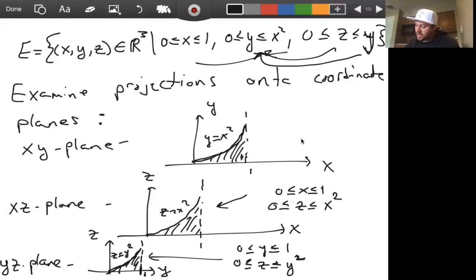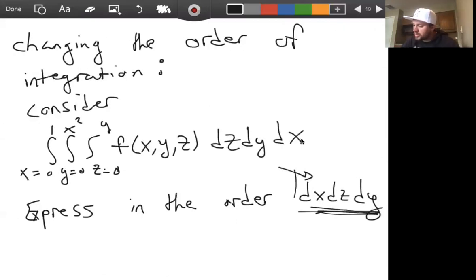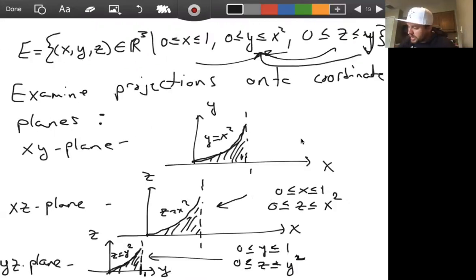And now, let's remember we want the order dx, dz, dy. And that means we need to write our bounds for x first. And so we need bounds for x that are functions of other variables, right? Because if we have functions in our bounds, we cannot put constant bounds first. Constant bounds are always the last integration. And so that means we need to write bounds for x.